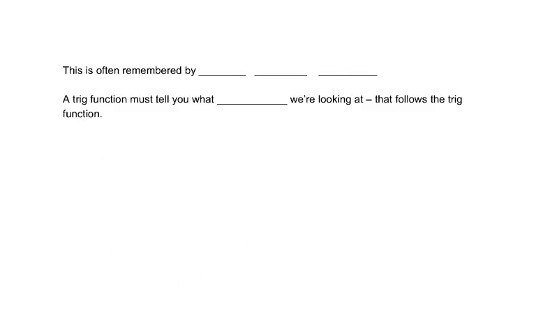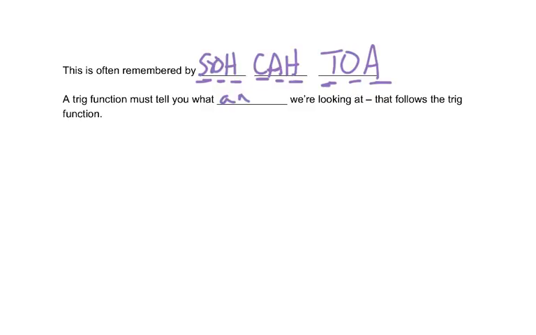We can remember this by SOH CAH TOA. And if you look right above, this is sine is opposite over hypotenuse. CAH is cosine is adjacent over hypotenuse. And TOA is tangent is opposite over adjacent. The trig function must tell you what angle we're looking at. And that's right after the trig function.